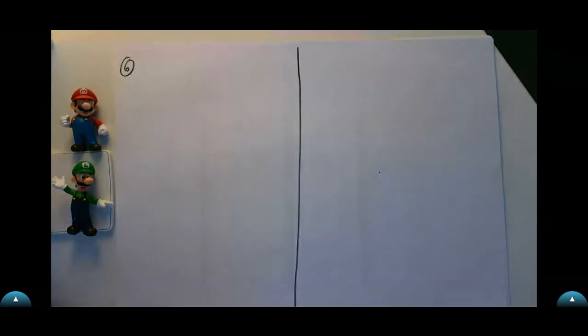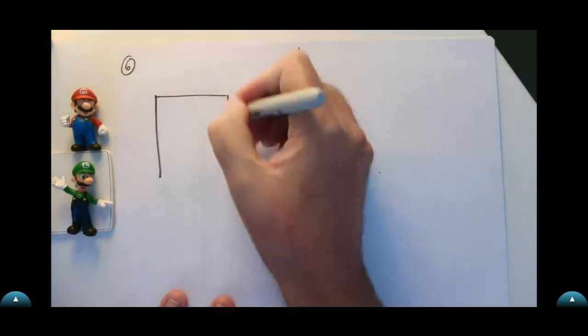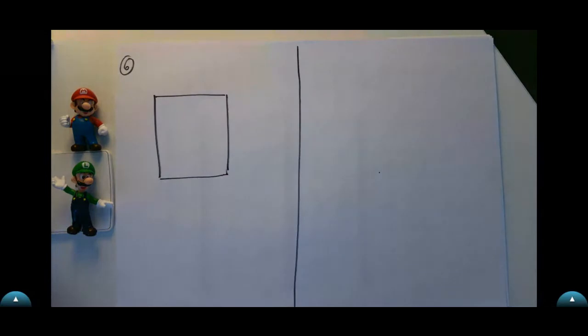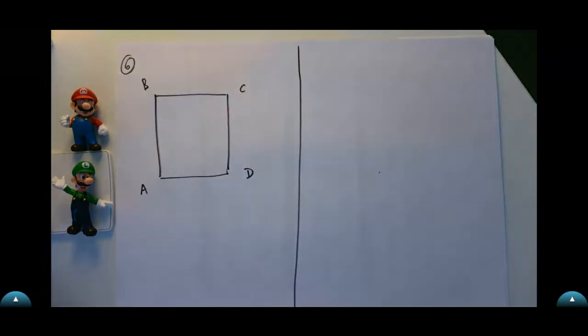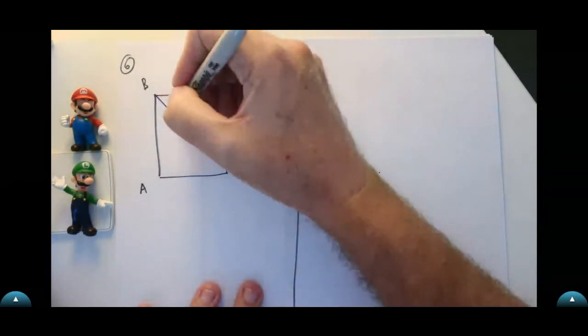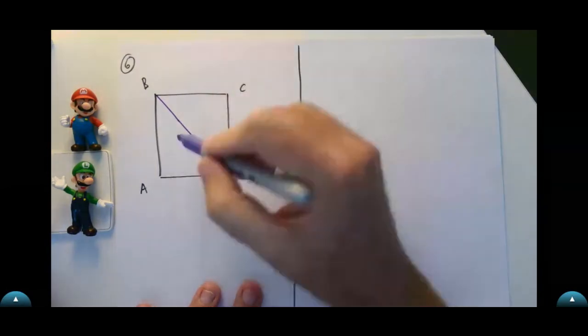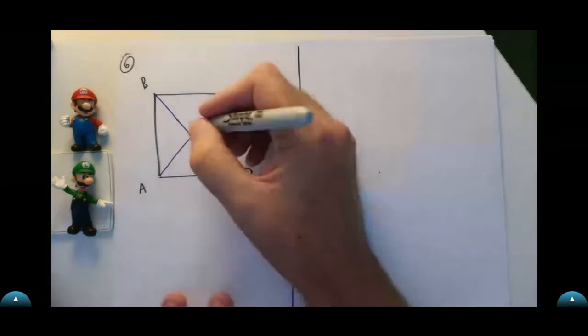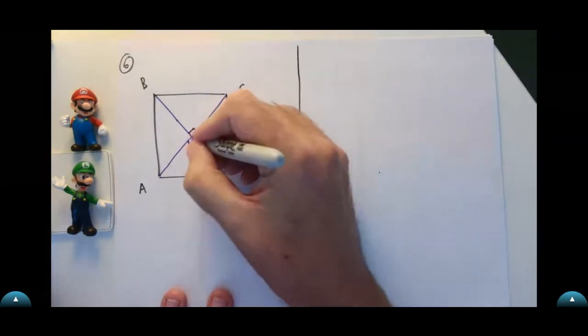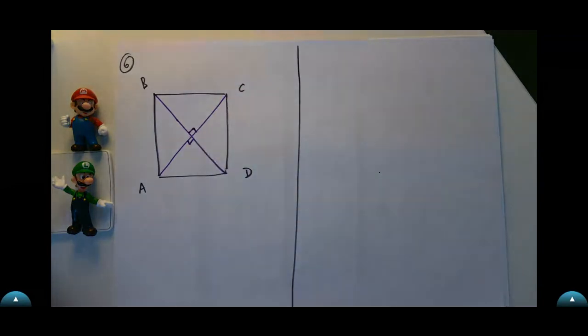Yeah, all right. So this is question 6. So I'm going to draw a square-like object, and I'm going to label it. Okay, and what the question is asking you to do is to say, okay, consider the diagonal line segments. What they want you to show is that these angles here are 90 degrees.